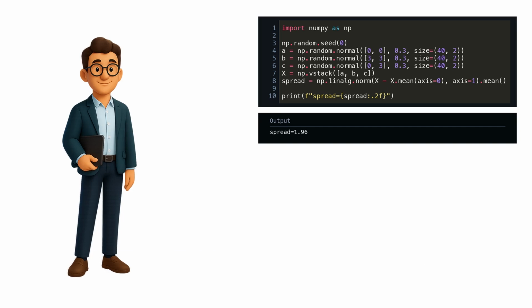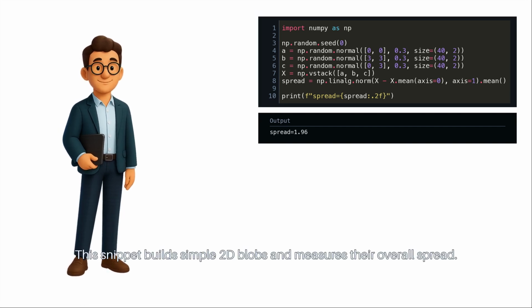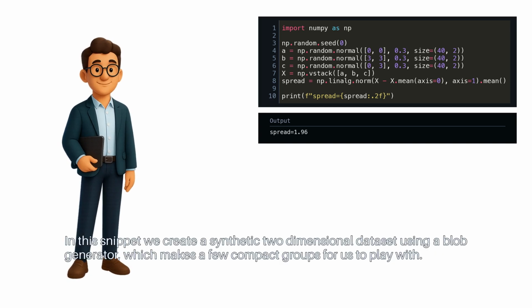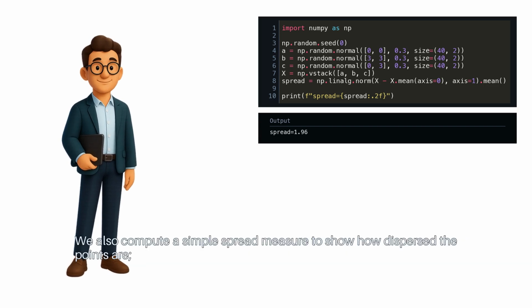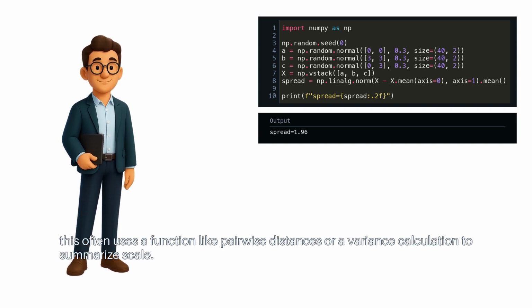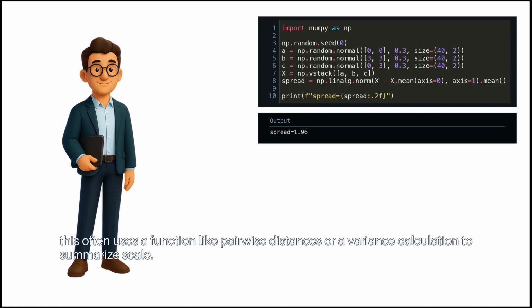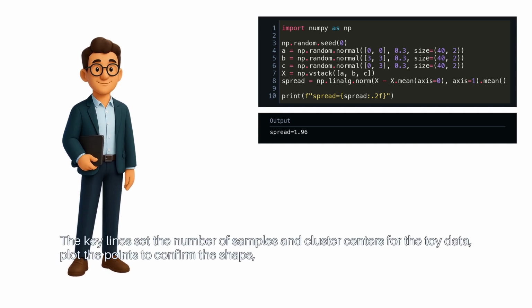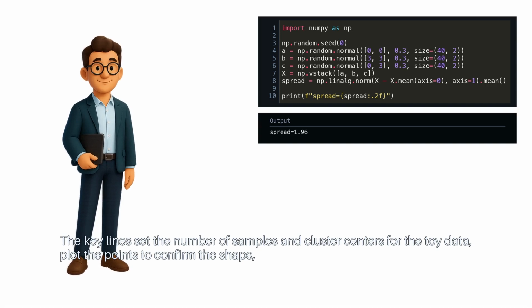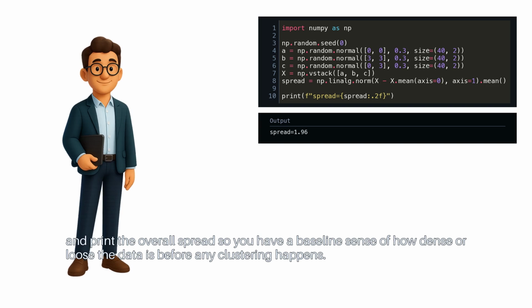to intuition. This snippet builds simple 2D blobs and measures their overall spread. In this snippet, we create a synthetic two-dimensional dataset using a blob generator, which makes a few compact groups for us to play with. We also compute a simple spread measure to show how dispersed the points are. This often uses a function like pairwise distances or a variance calculation to summarize scale. The key lines set the number of samples and cluster centers for the toy data. Plot the points to confirm the shape, and print the overall spread so you have a baseline sense of how dense or loose the data is before any clustering happens.